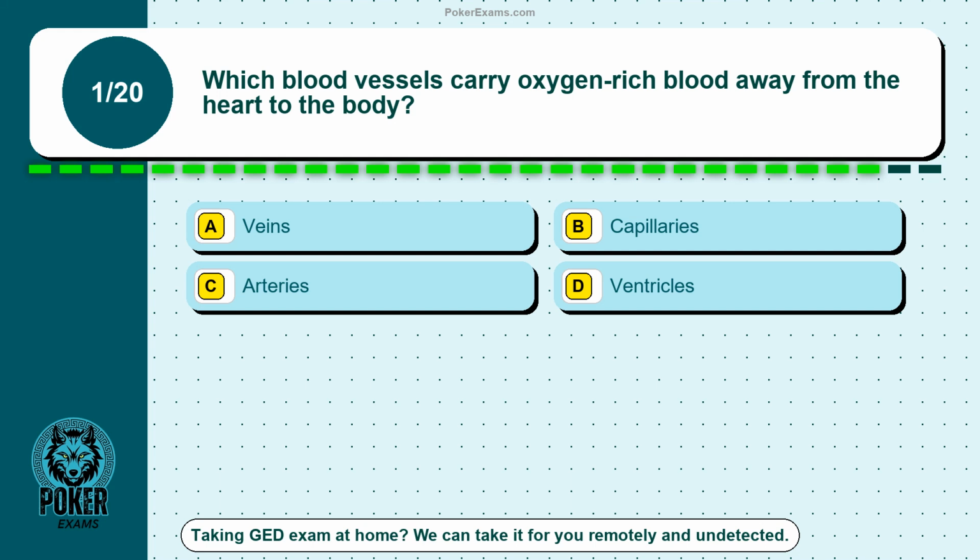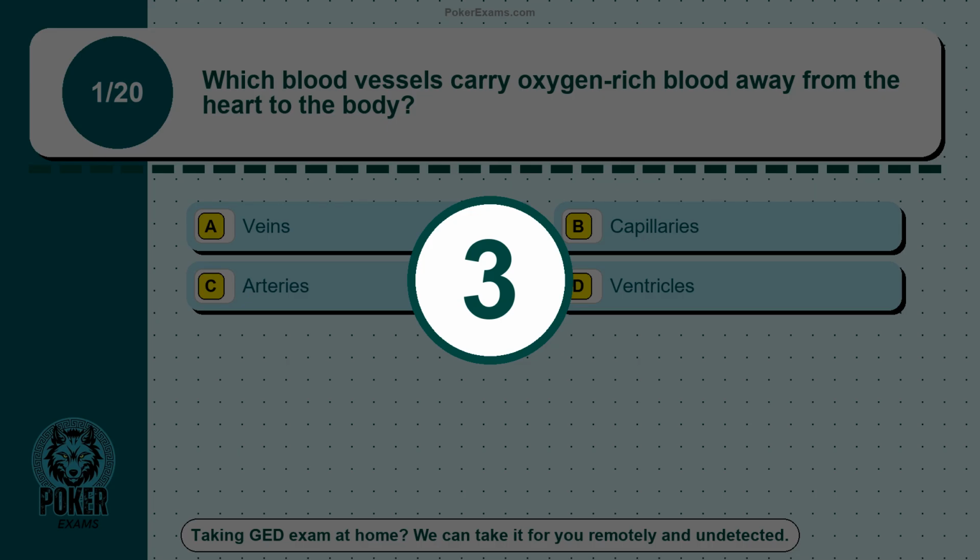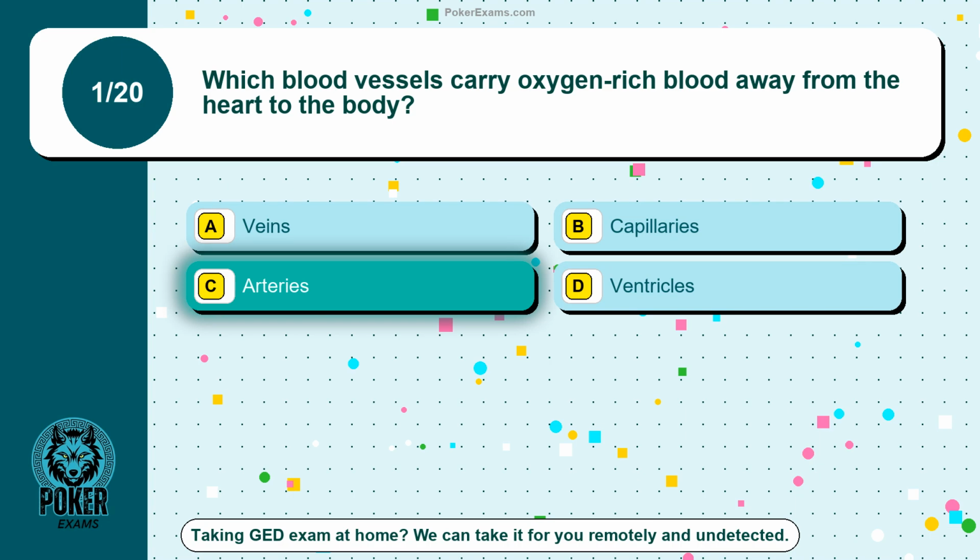Question 1. Which blood vessels carry oxygen-rich blood away from the heart to the body? Option A, veins. Option B, capillaries. Option C, arteries. Option D, ventricles. The correct answer is option C.